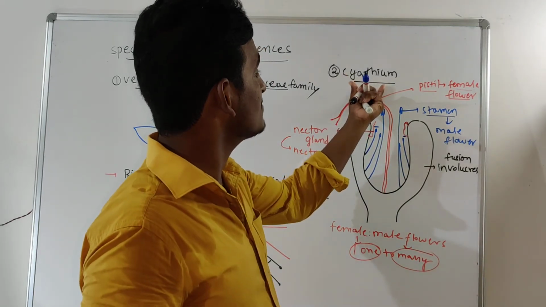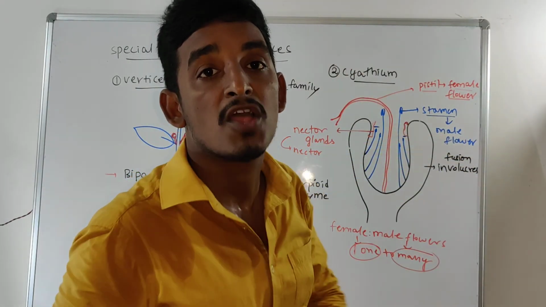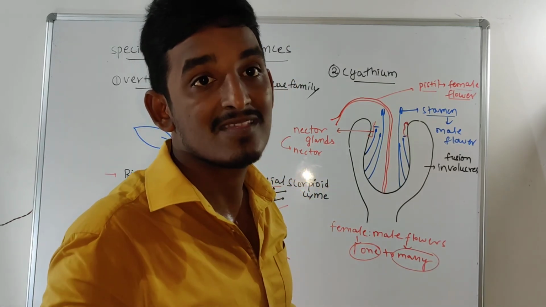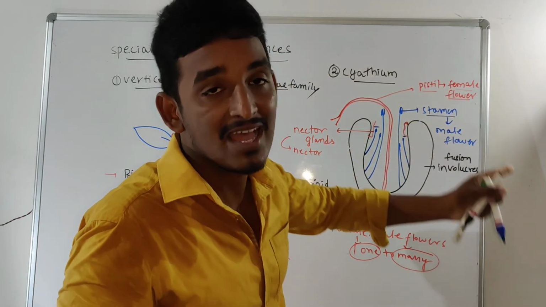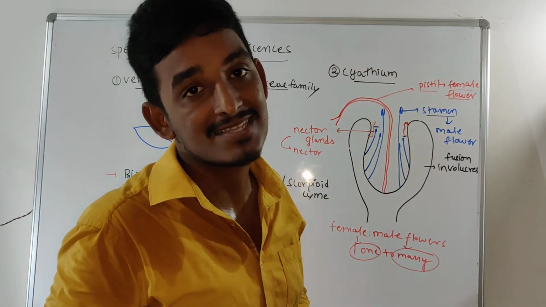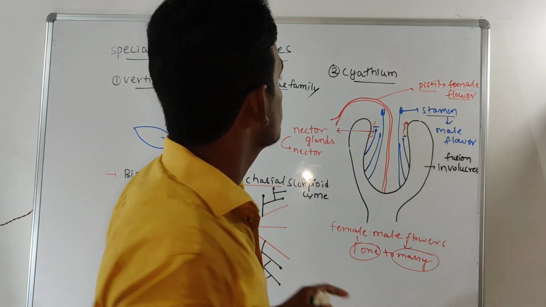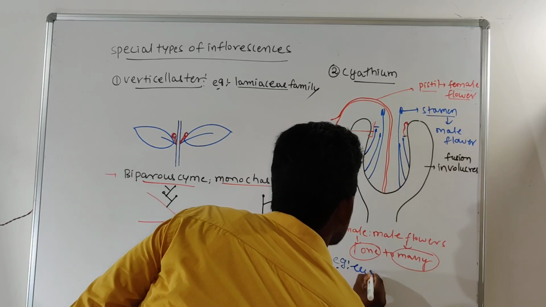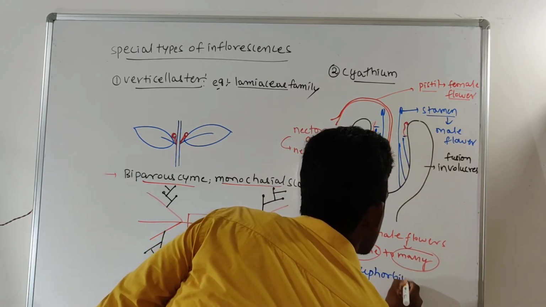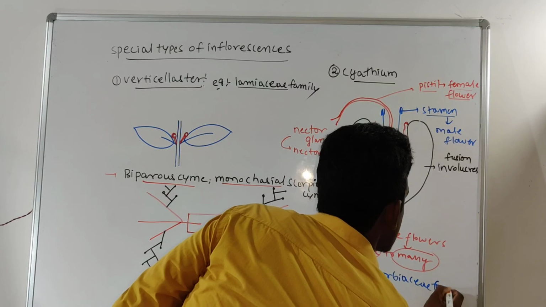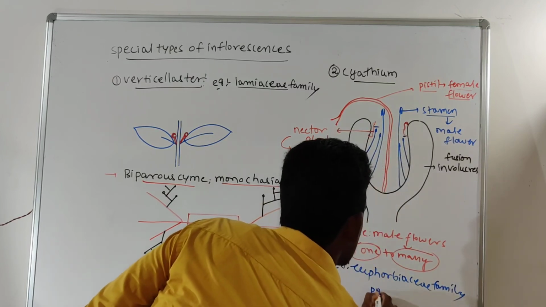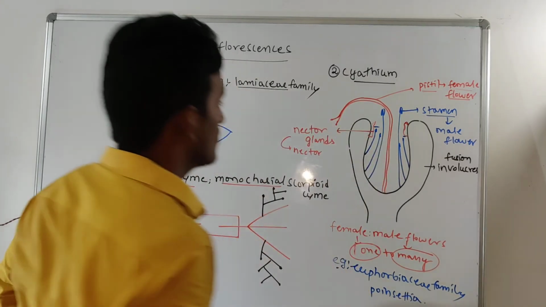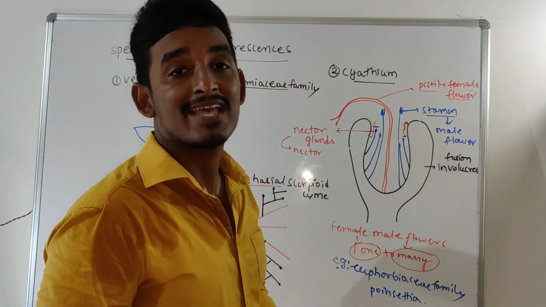Cyathium as well as Hypanthodium are similar in that both have unisexual flowers. Cyathium is generally found in the Euphorbiaceae family, for example Euphorbia and Poinsettia. So that is the Cyathium inflorescence.